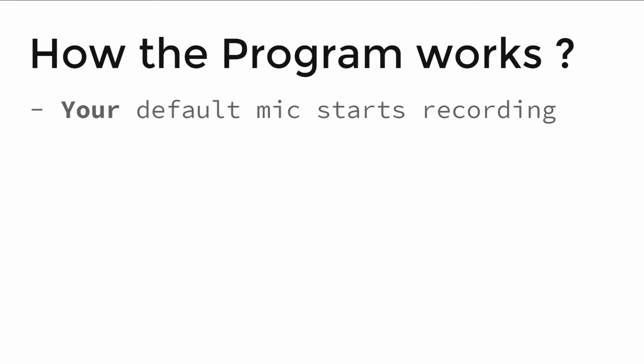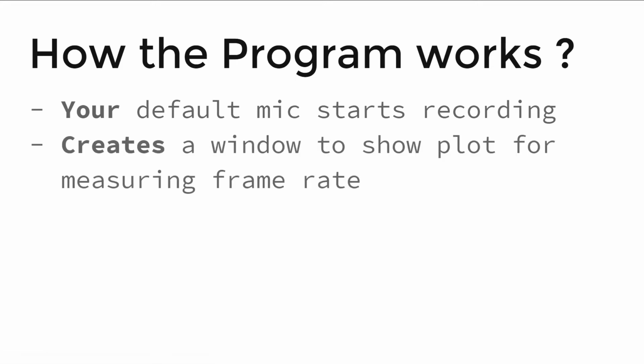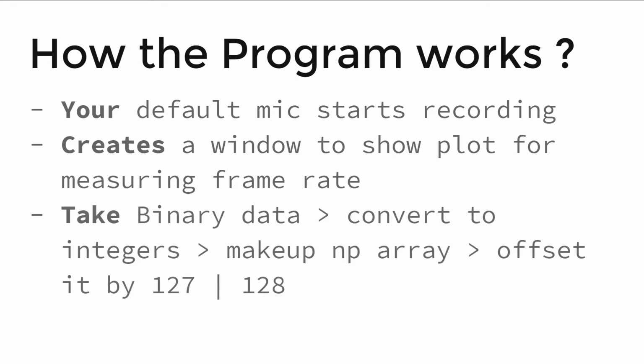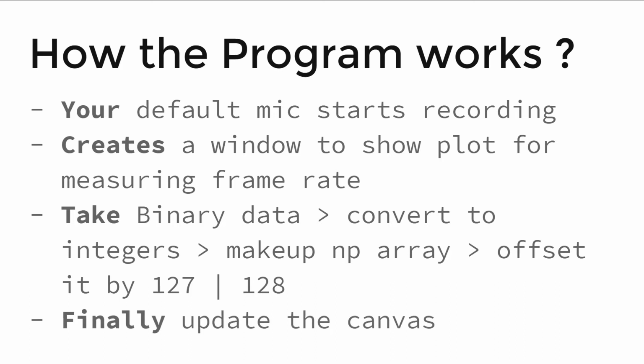Your default mic starts recording, creates a new window to show a plot of the measuring frame rate, takes binary data, converts it to integers, makes up an NP array, offset it by 127 and 128. So it's a lot to take in. And finally, it updates on the canvas.